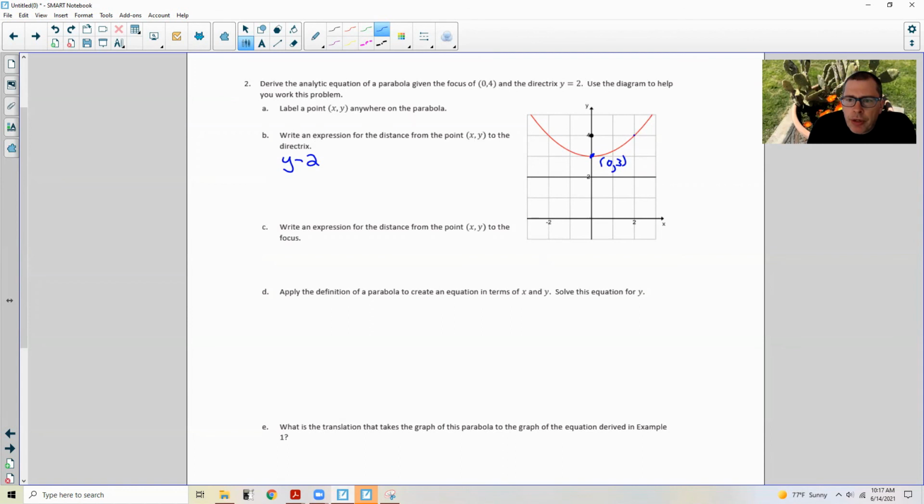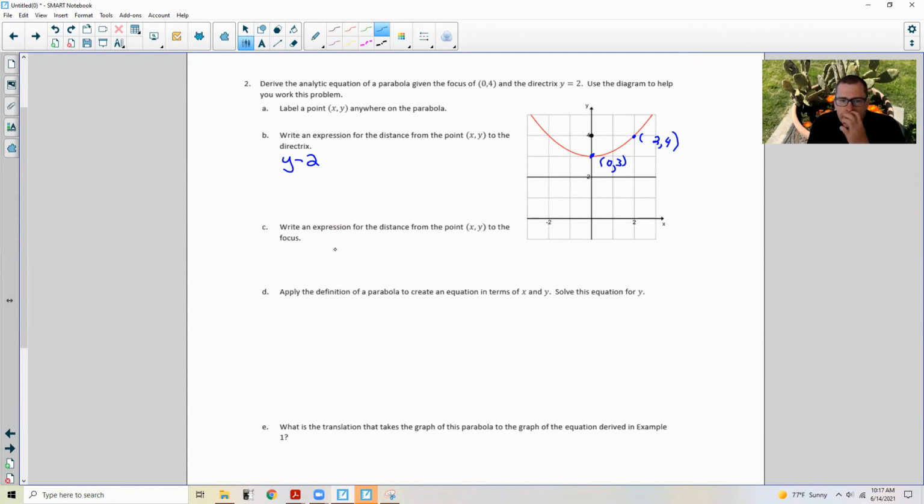If I pick the point over here, and this is the point 2 comma 4, then the distance from here to here is the y value minus 2, because the directrix is 2. So 4 minus 2 is 2, 3 minus 2 is 1. So the distance is your y value minus the 2. So it's y minus 2.